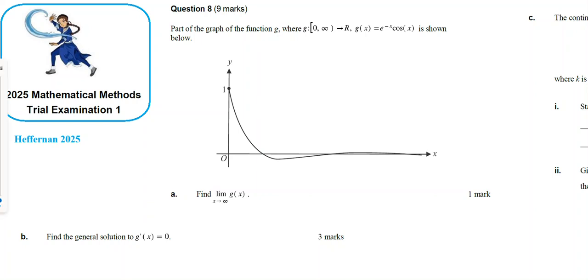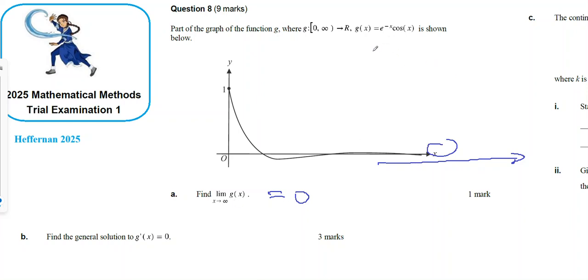Okay, question number 8. We have a graph restricted to domain from 0 to infinity. Find the limit of g of x as x approaches infinity. So as x approaches infinity, I can see this is going to approach the asymptote, so it equals 0. That's what the limit equals.